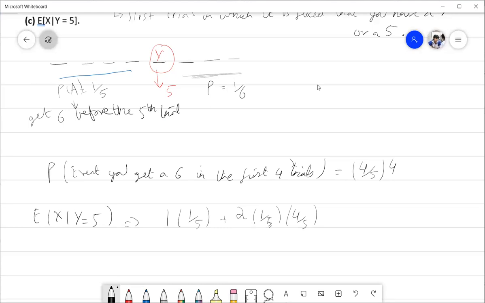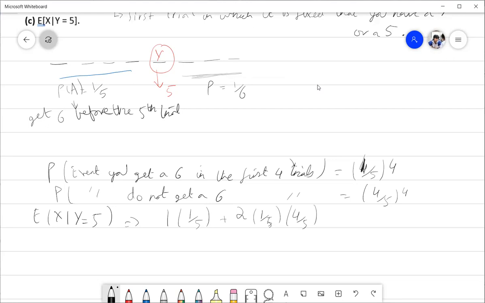Actually, I need to clarify one thing. I made a mistake here. When I said event you get a 6 in the first trial, this is not the event that I get a 6, because that would be 1/5 to the power 4. What I'd also like to add is, what's the probability of the event that you do not get a 6 in the first 4 tries? That will be 4/5 to the power 4, right? So please be careful of this transition.